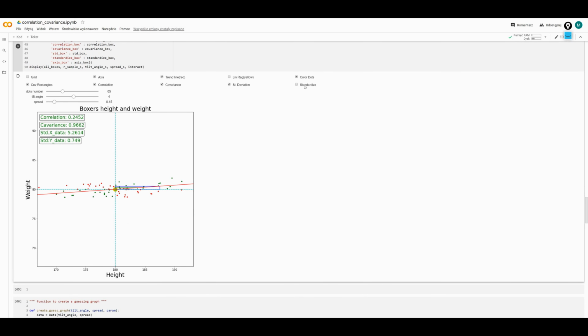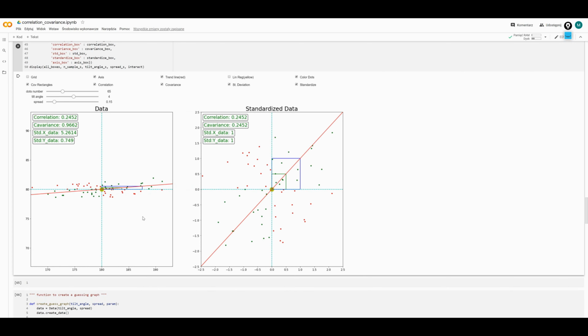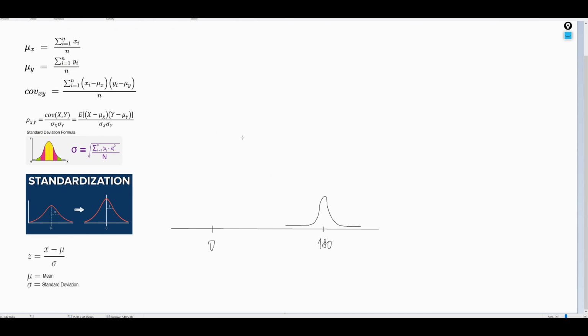And I wanted to tell you something about this interesting function, which is standardized. You have standardized data. It's really useful when you have a very horizontal or very vertical spread of the data. It makes it clear to see visually what the correlation is. And what is this standardization? It's a pretty simple thing.